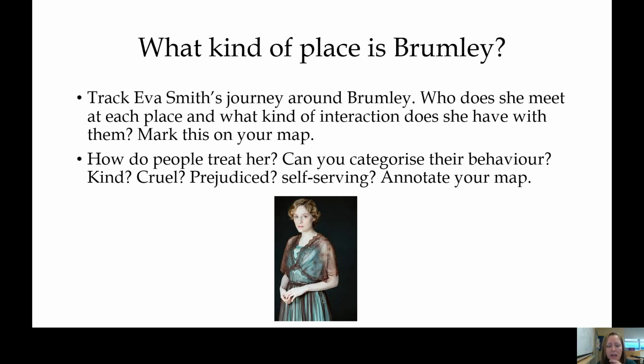Okay. So let's think about what kind of place Brumley is in a little bit more detail. Your next task is to track Eva Smith's journey around Brumley. You can mark on her little footsteps or do little dashes to show where she's been. I'll show you in a moment how that's been done on some of the ones on the PowerPoint. But as you're tracking her journey around Brumley, I want you to be thinking about and noting down, who does she meet at each place and what kind of interaction does she have with them? Does she receive care from people? Is it a positive interaction? Is it a friendship? Is it helpful? Is it meaningful in some way? Make a note of it on your map.